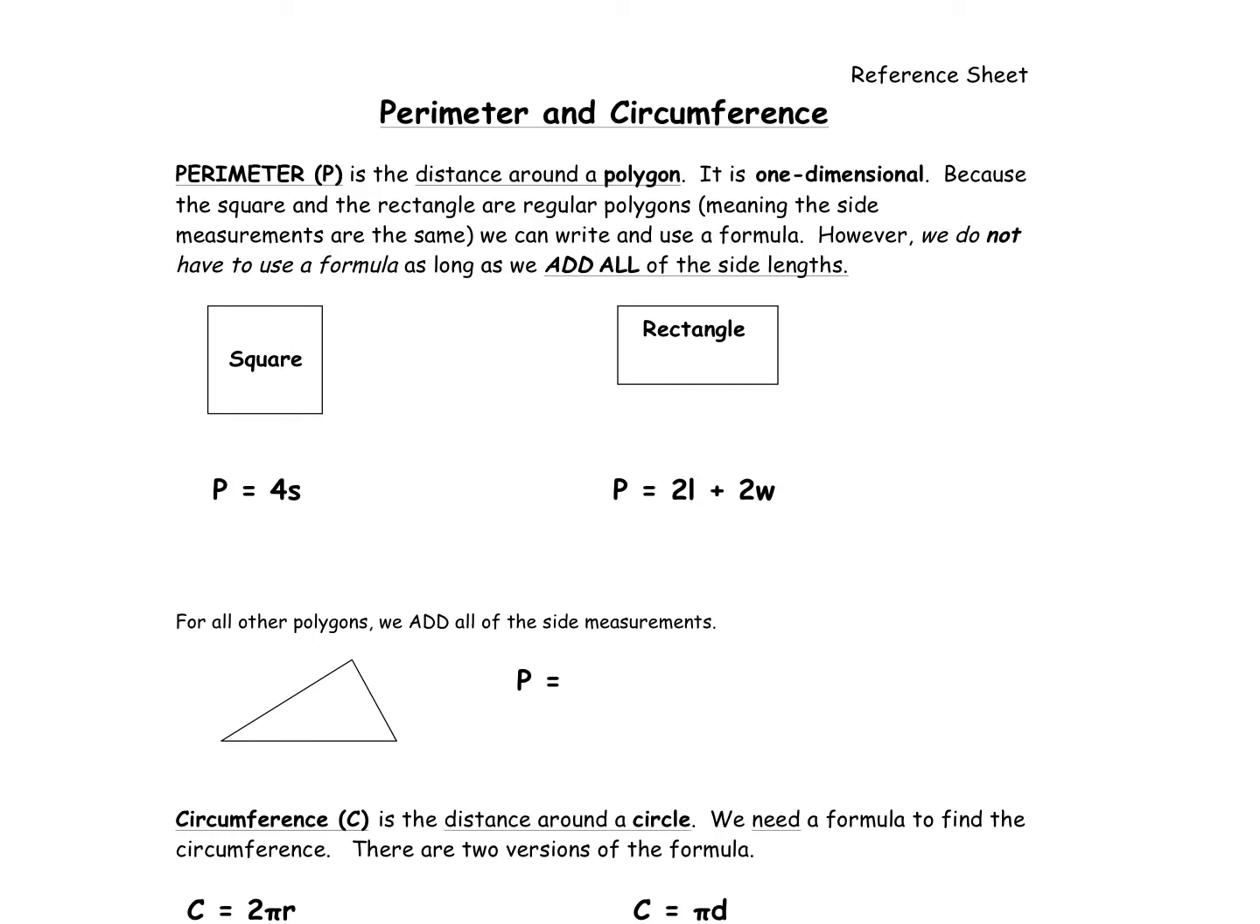Okay, this is our second task for today and should go relatively quickly. This is a reference sheet for perimeter and circumference, and we'll deal with circumference later. Perimeter is a distance around a polygon.